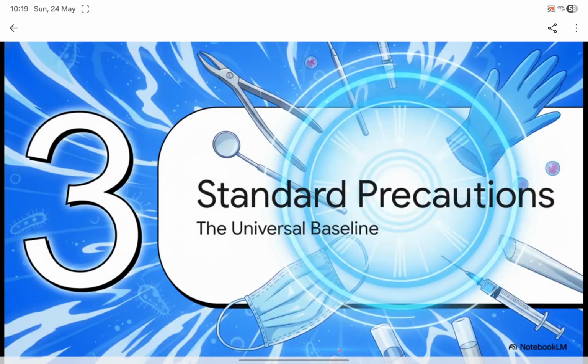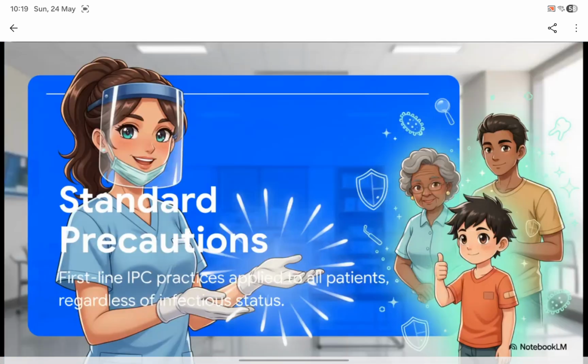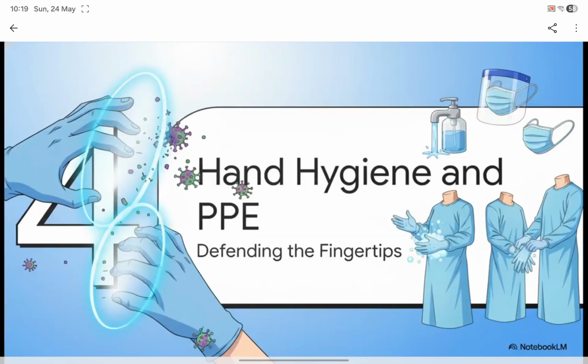Okay, Section 3, standard precautions in practice. This is the universal baseline. So standard precautions are your first-line everyday practices applied universally to literally all patients. By treating every single person with this baseline defense, you completely eliminate the dangerous guesswork of trying to figure out who might or might not be infectious. You protect yourself, and you prevent the spread of infections in the community. No guessing required.